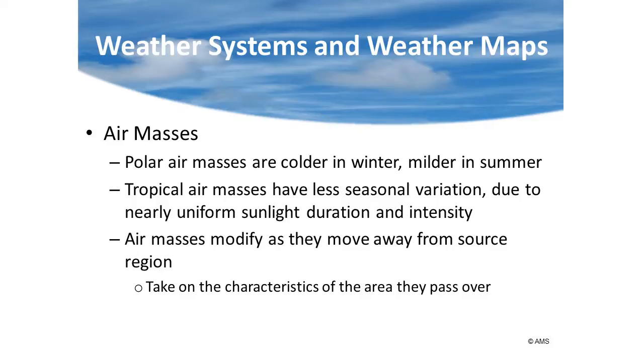The polar air masses are cold in winter and milder in summer. Tropical air masses have less variation, basically because there's uniform sunlight across the tropics throughout the day, no matter what season it is. The sun is very close to the equator, and the days are usually 12 hours of light and 12 hours of night, almost all year round, just because the sun is closest to that point on the Earth as it rotates. And then the air masses move and take the characteristics of the area they pass over, so they're going to modify as they move across the globe.